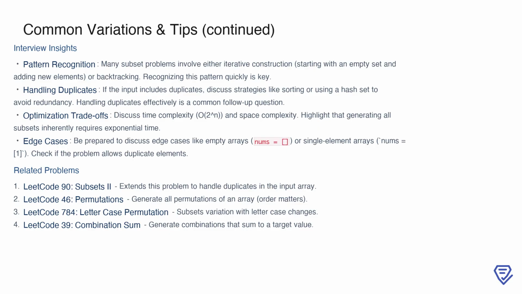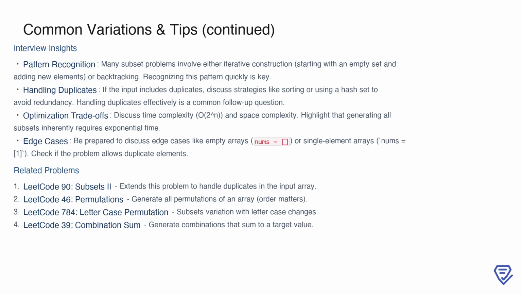Now, when preparing for interviews, there are several key insights to keep in mind for subset problems. Recognizing patterns is crucial. Most subset problems revolve around two main approaches: iterative construction, where you start with an empty set and build up by adding new elements, or recursive backtracking, which systematically explores all subset paths. If the input includes duplicates, interviewers often want to see how you handle them. Sorting the array or using a hash set to eliminate redundancy are effective strategies to discuss.